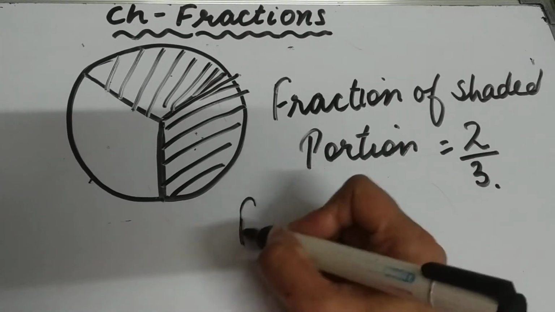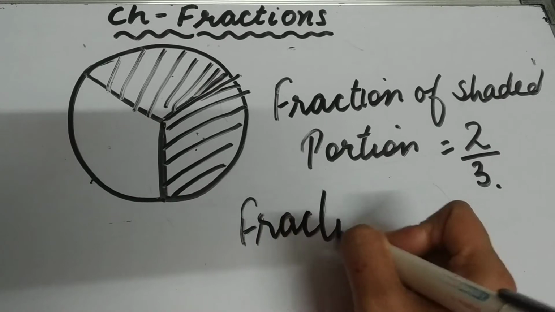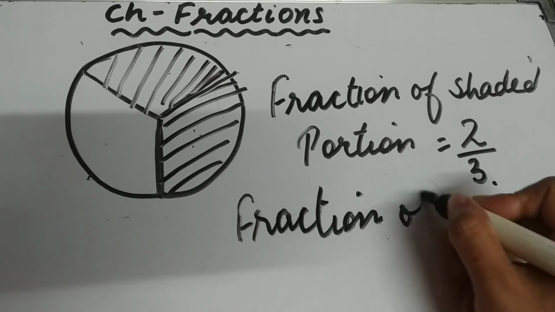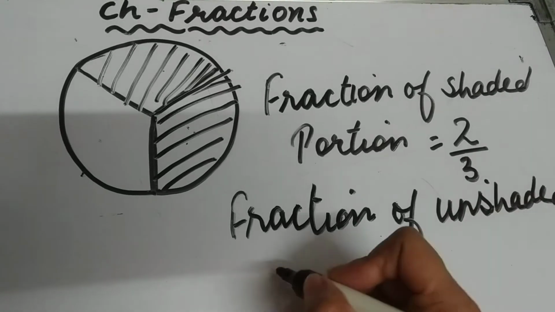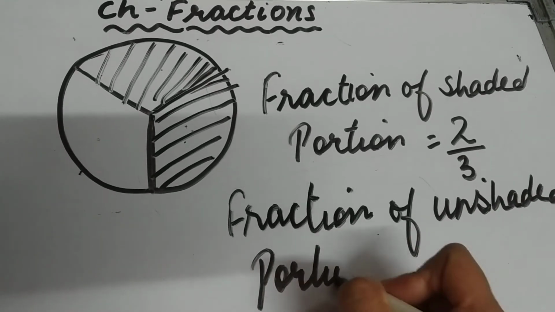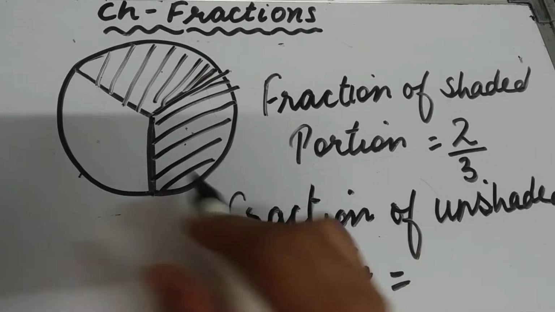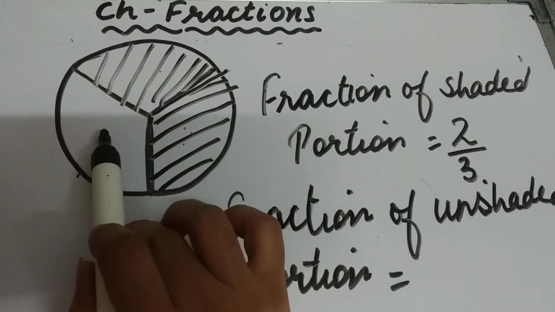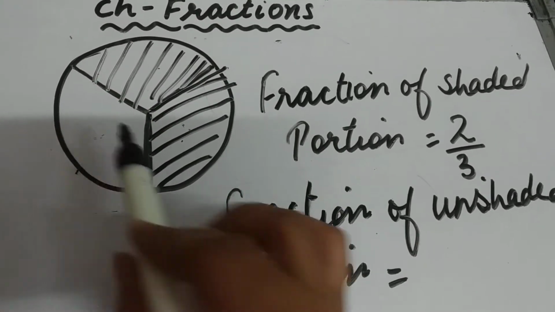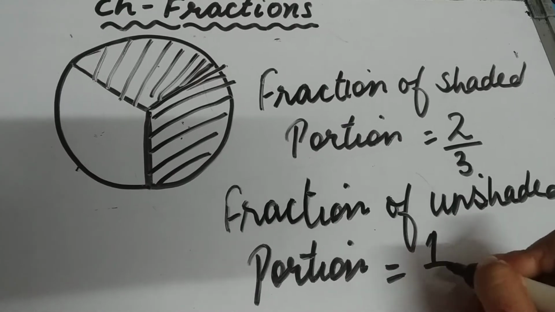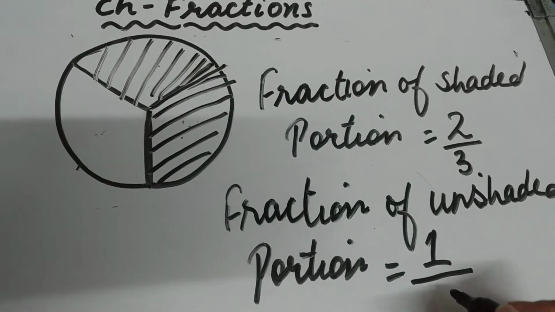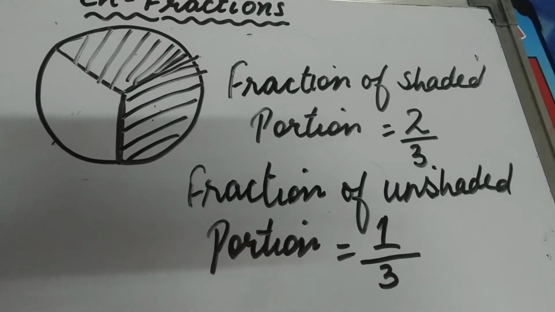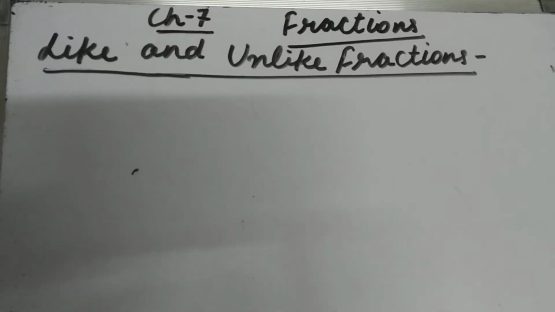And if we have to find the fraction of the unshaded portion, see how many unshaded portions are here? Only one portion is unshaded. So the numerator will be 1 and the denominator will be the total number of parts. Here the total number of parts is 3. So the fraction will be 1 upon 3.